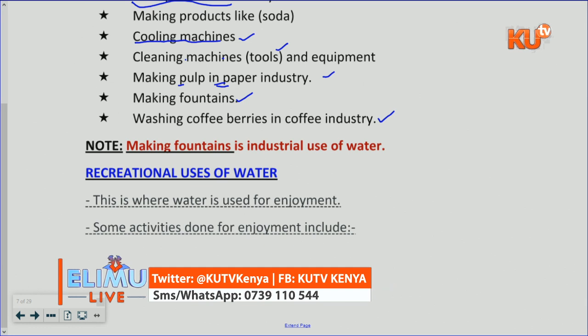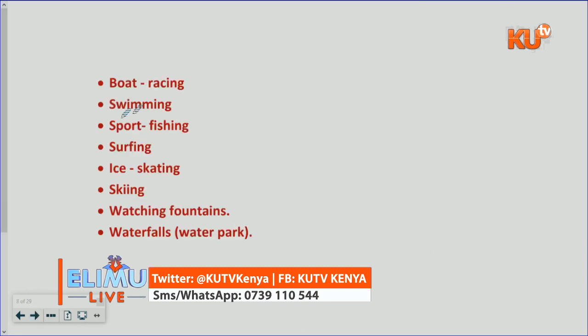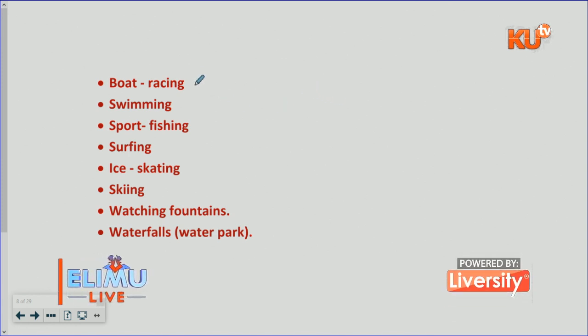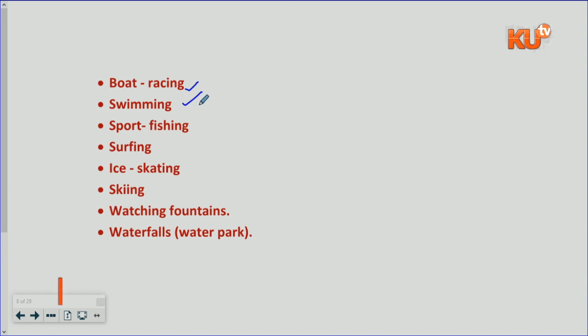Some activities done for enjoyment include some of these activities that we can do so that we can enjoy ourselves. One, we have got boat racing. This one you just do for fun. You race for fun. So boat racing is a use of water for recreational or for enjoyment. Number two, we have got swimming. When you go to swim in a swimming pool, swimming is grouped as a use of water for enjoyment or for recreation.